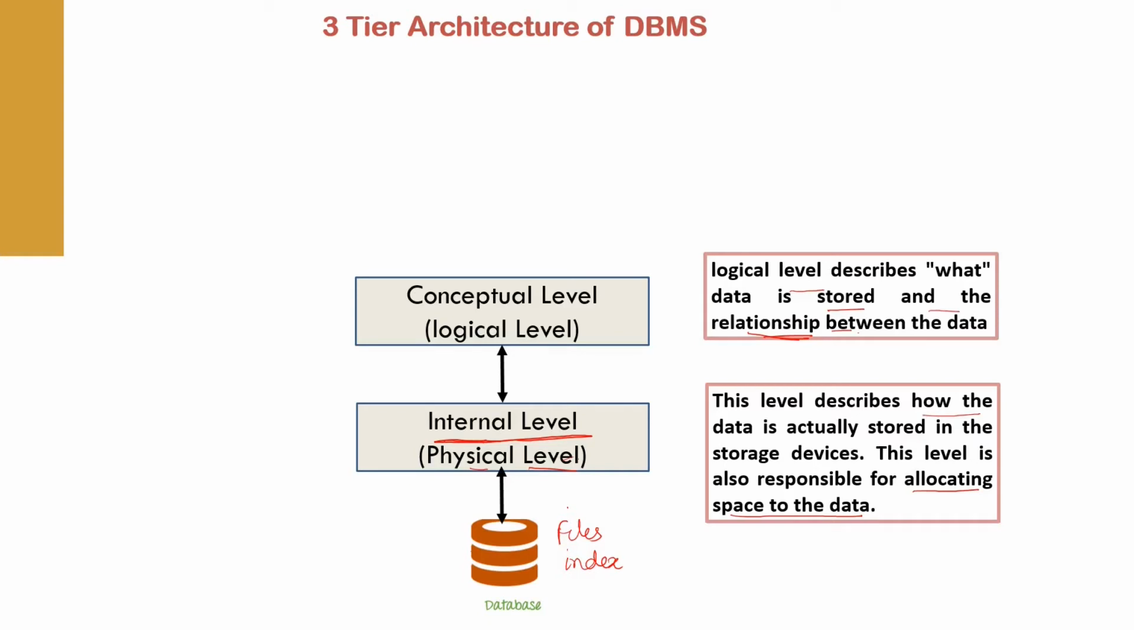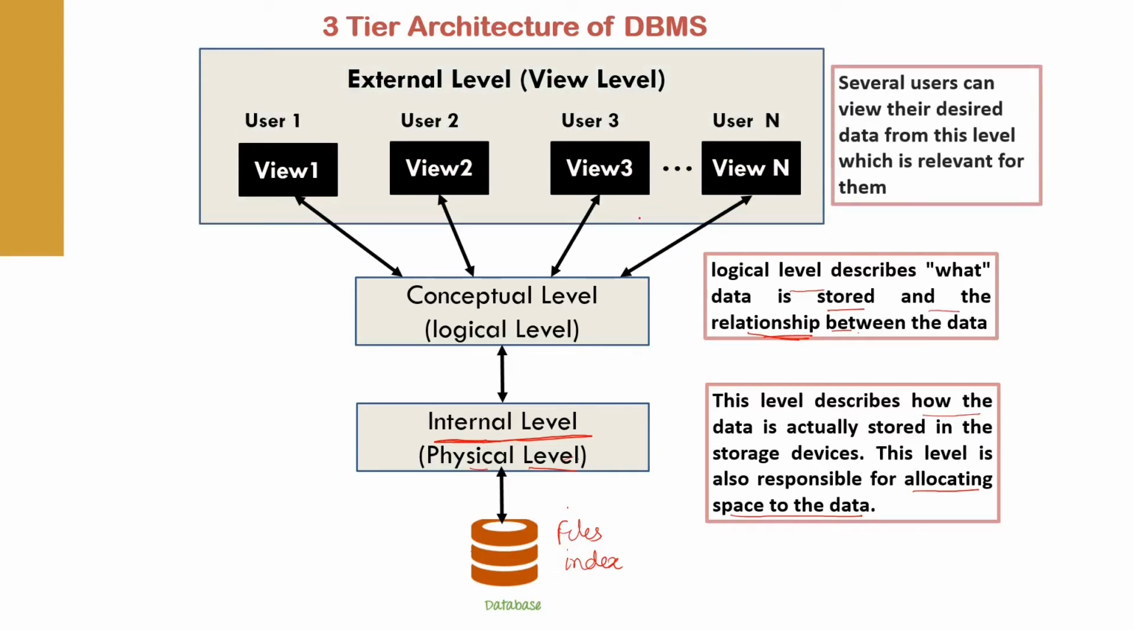Next comes the external level or view level. Here, different users use the DBMS and database through some views: view 1, view 2, view 3. You can see there are n users shown, user 1 to user n, and these users can view the desired data from the conceptual level which is relevant for them. This external level or view level basically deals with the application program or the views.